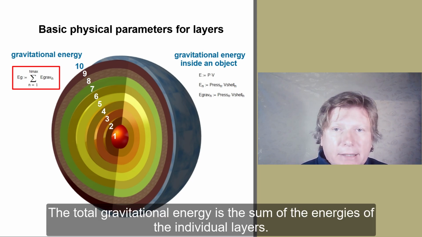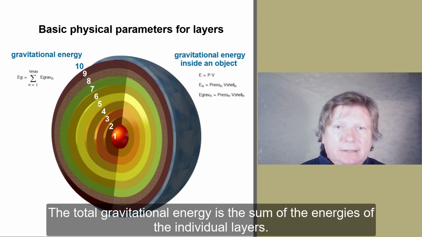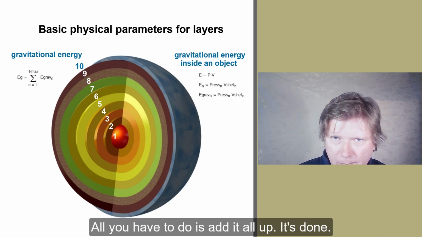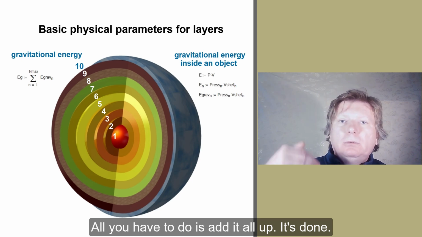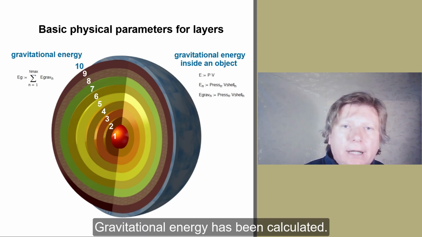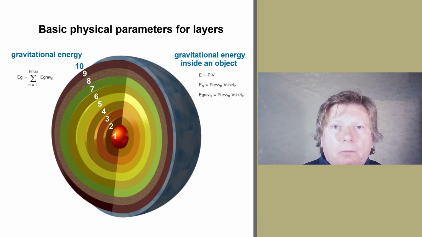The total gravitational energy is the sum of the energies of the individual layers. All you have to do is add it all up. It's done. Gravitational energy has been calculated. And we have the gravitational energy of the object.